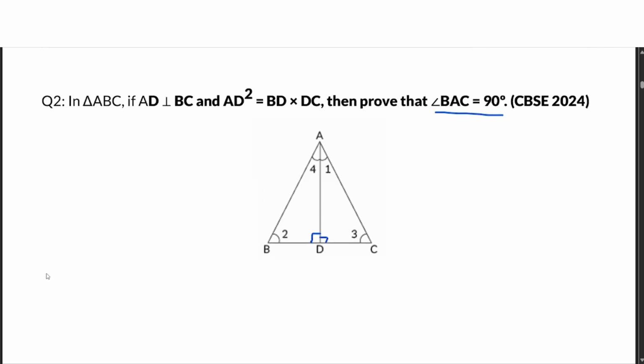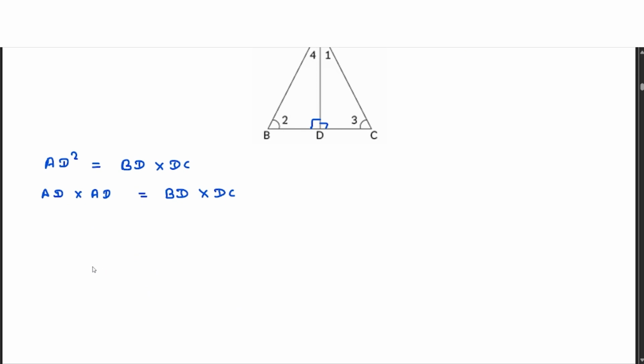We will take this equation AD square is equal to BD times DC. You can expand this one. We can say AD times AD is equal to BD times DC. Okay, now here you have given.